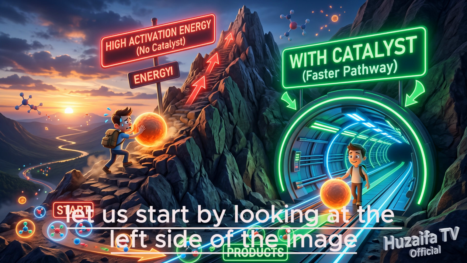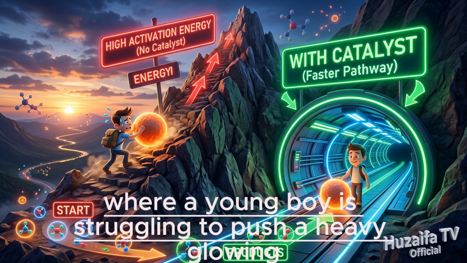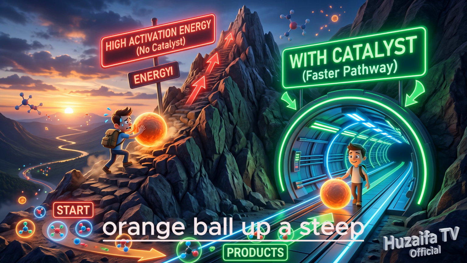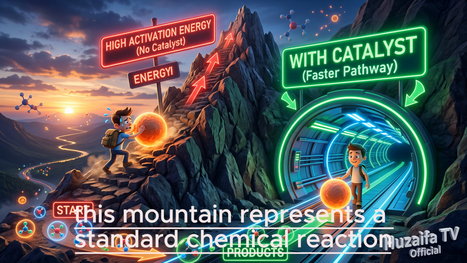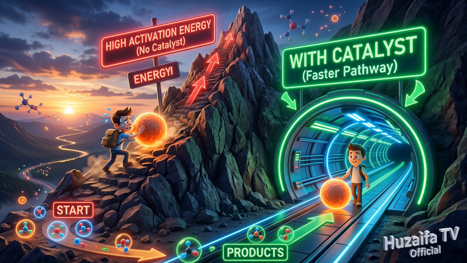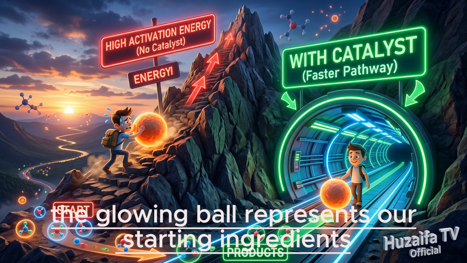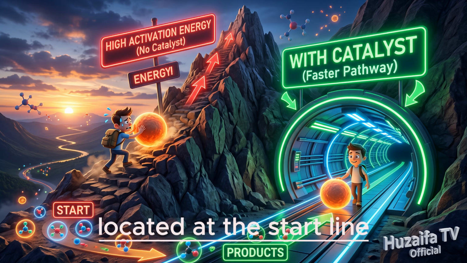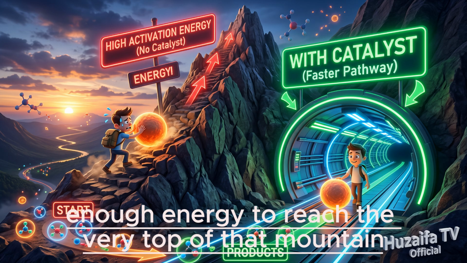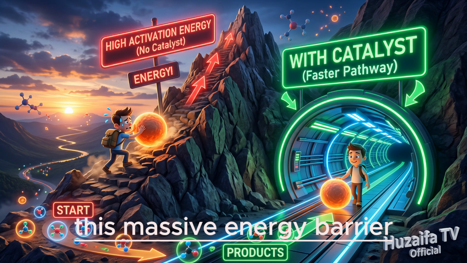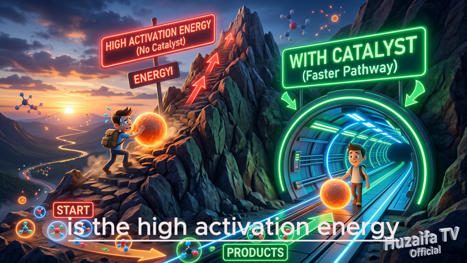Let us start by looking at the left side of the image, where a young boy is struggling to push a heavy, glowing orange ball up a steep, rocky mountain path. This mountain represents a standard chemical reaction without a catalyst. The glowing ball represents our starting ingredients located at the start line. Before these reactants can transform into their final forms, they must absorb enough energy to reach the very top of that mountain. This massive energy barrier is the high activation energy.